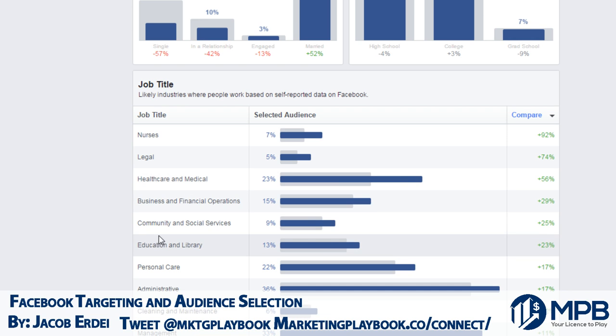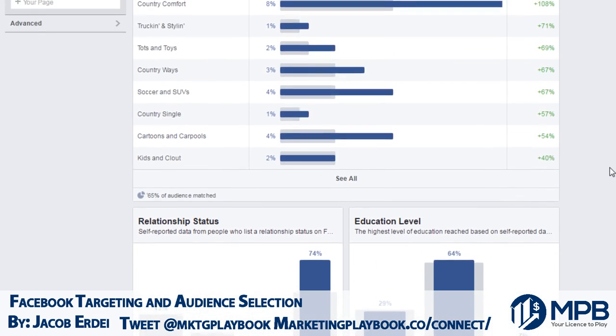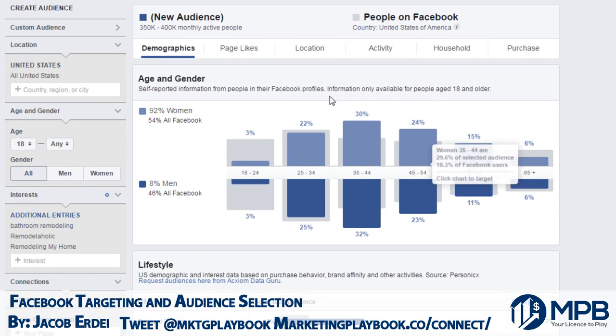Healthcare and medical, business and financial operations. So you can really tailor your ads and your ad copy when you start layering in a few of these things that will still give you a big enough audience. Now, job title might not be appropriate for your targeting methods. You don't know until you test and really find out.